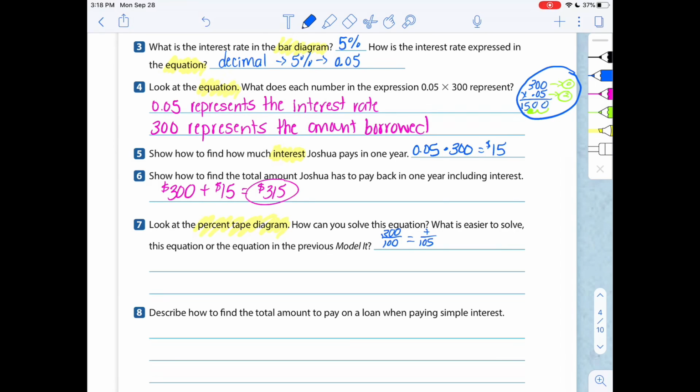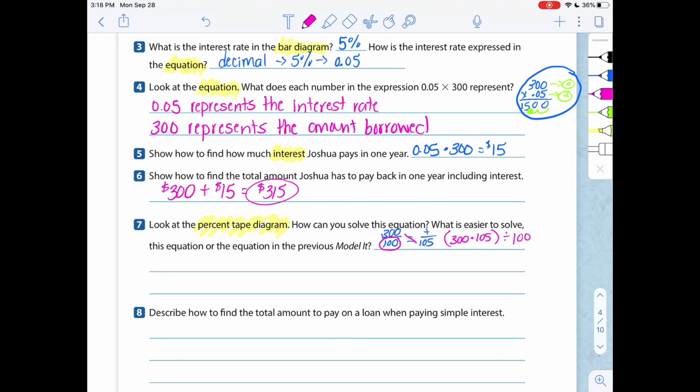So in order to solve this type of equation, so this is a proportion equation, what you want to do is cross multiply and then divide. And the direction you cross multiply can be different depending on how the problem is set up. But you always want to cross multiply your two diagonal numbers that match up. So for this one, we would cross multiply 300 times 105, and then take that product and divide by 100.